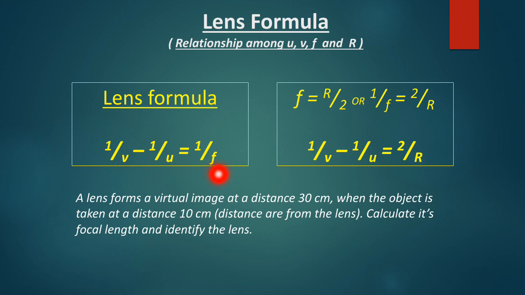Remember that focal length is positive for convex and it is negative for concave. Don't forget this. So if we get the focal length, we'll write the focal length with the sign, and with the sign we can determine whether it is a concave or convex lens.